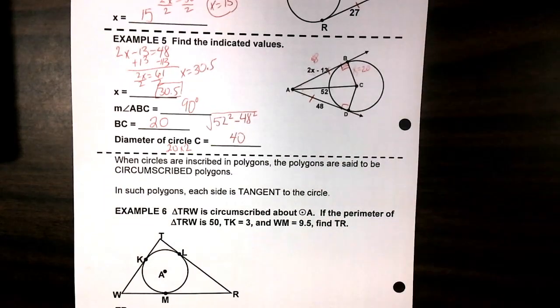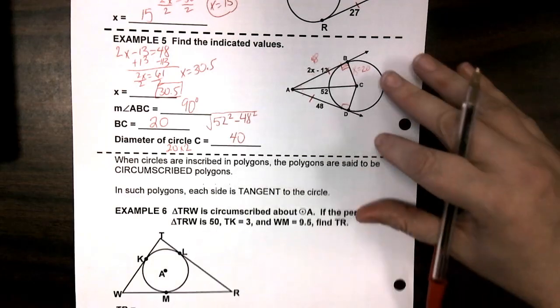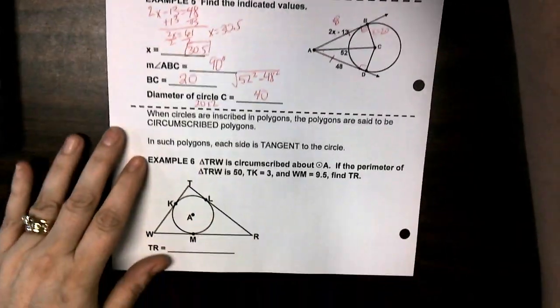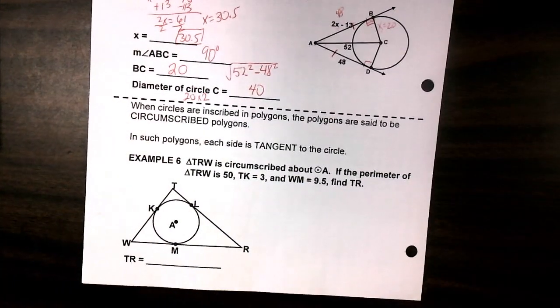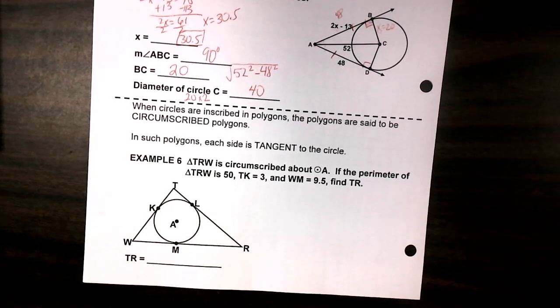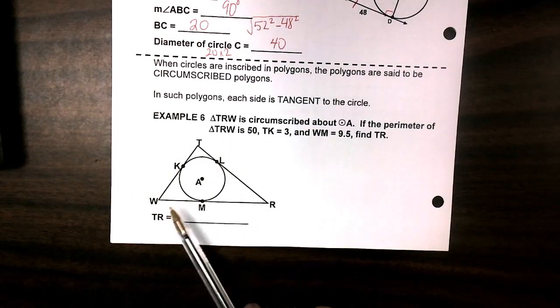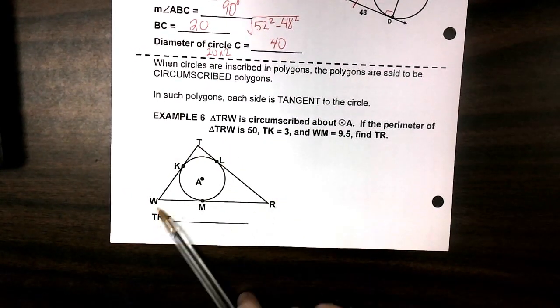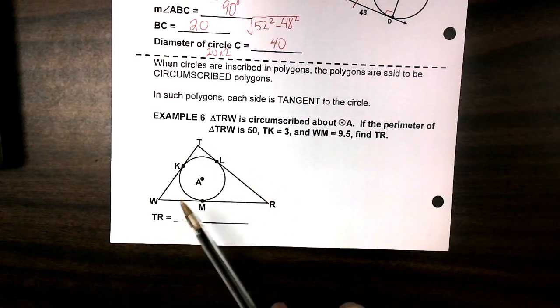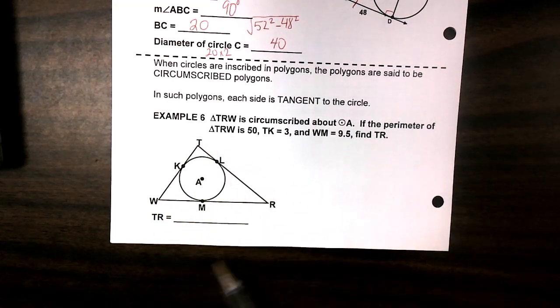All right, and then this next section, that is just a definition. When circles are inscribed in polygons, so that's an example of that there. A circle is inside a polygon. That is called circumscribed. So when you read the word circumscribed, it means that the circle is inside a polygon. And so that makes all of those sides tangents to the circle. And so we can apply the two theorems to this image.